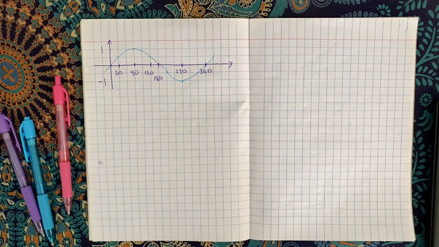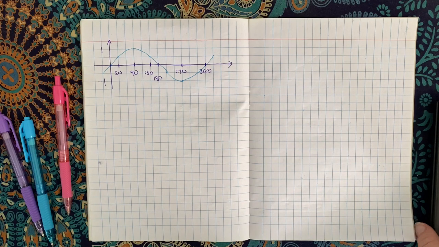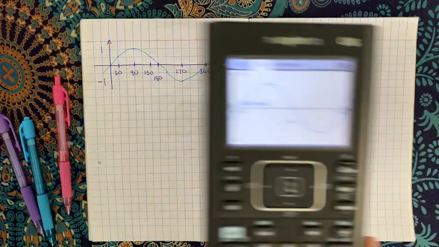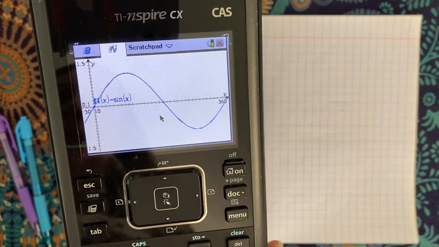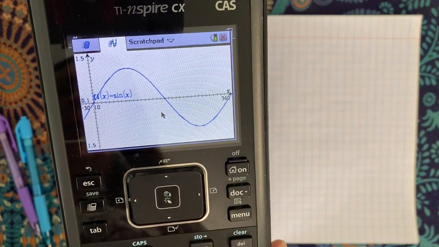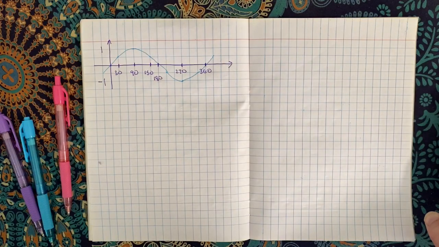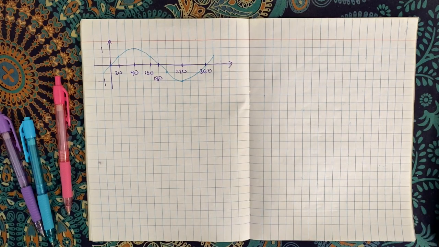All right, welcome to the introduction to the sine curve. So if you were going to type in this graph into a calculator, y equals sine x, this is what it would look like. I've done it on my calculator so you can see. It's a curvy little graph and it just repeats over and over. So what I've drawn here is one period. That's what we call one cycle.